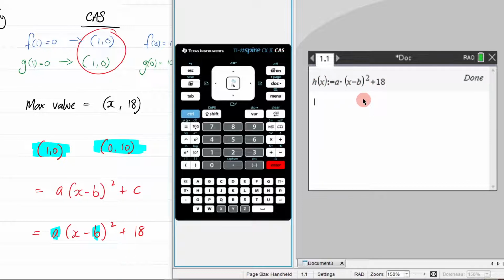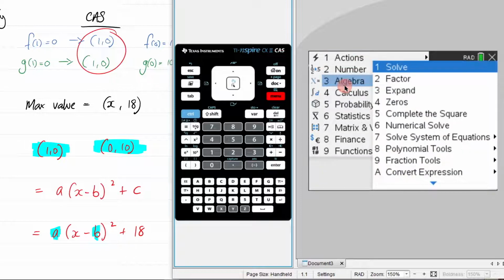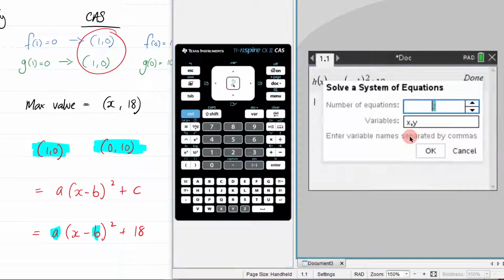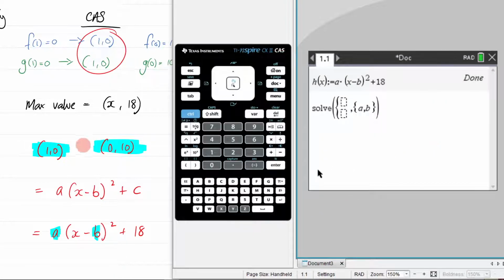Okay, we hit enter. So that is now defined. I now go menu, algebra, solve system of equations. And here, I'm going to make this a, b, because that's what I want to solve for, a and b. Perfect. Now, I know that one point this graph goes through is (1, 0), so h of 1 is equal to 0. And I know another point that this graph goes through is (0, 10), so I can say h of 0 is equal to 10.